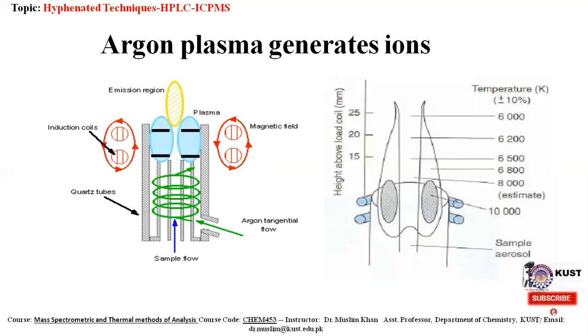During this time, the sample is transformed from a liquid aerosol to solid particles, then into a gas. When it finally arrives at the analytical zone of the plasma, around 6,000 to 7,000 Kelvin, it exists as ground state atoms and ions.